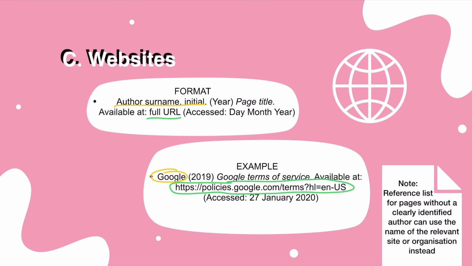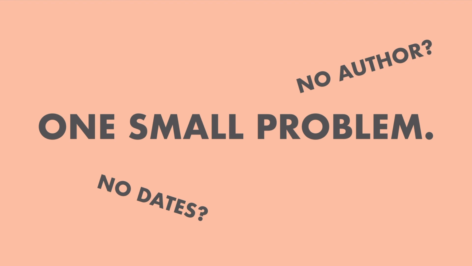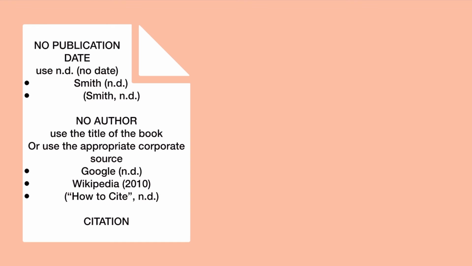Now you can make your own citation today. Wait, one small problem. My source doesn't have a date, and also doesn't have an author. What do I do? It's okay, I got you covered. So first, in the citation, we can just put the n.d. symbol, for no date, like my examples here and here.